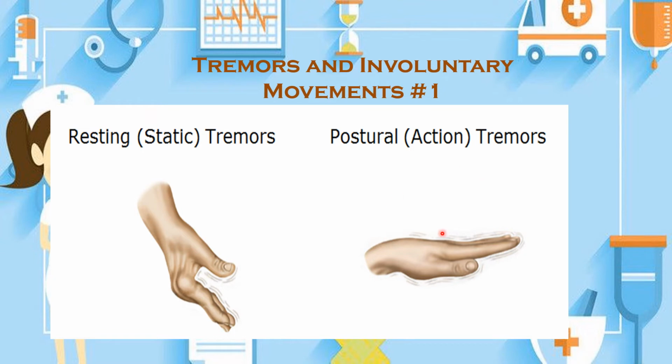These tremors appear when the affected part is actively maintaining a posture. For example, it includes the fine rapid tremor of hyperthyroidism. Okay, the tremors of anxiety and fatigue and benign essential and sometimes a familial tremor lang.